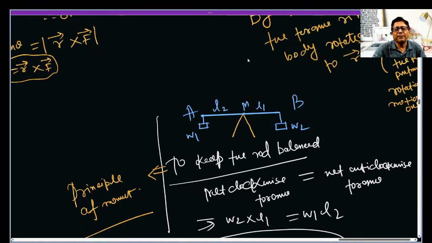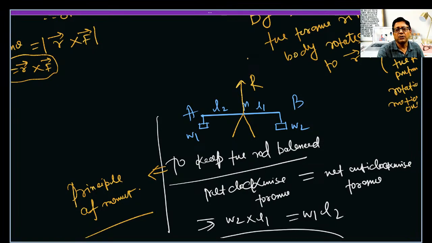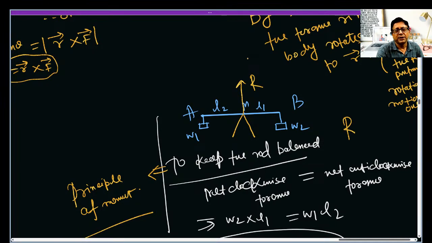See, if you apply translational equilibrium here, what is the reaction over there? R upward. What is the weight of the body? W1 plus W2. We have assumed that the rod is weightless. Otherwise, if it has weight, this R will be equal to the net weight downward. Clear?